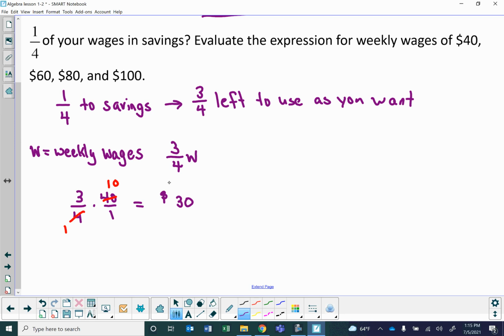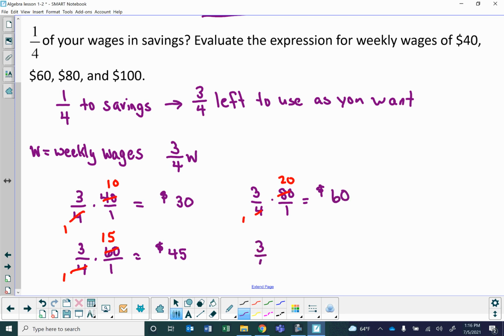Okay. If I make $60 a week, I will have 3/4 of 60, which means 4 goes into 60 because I know 2 goes into all of those. 4 goes into 60 15 times, I believe. Yep. And then 3 times 15 is $45. If I do 3/4 of 80, 4 goes into 80 20 times, and 20 times 3 is 60. Means I would have $60 of spending money.